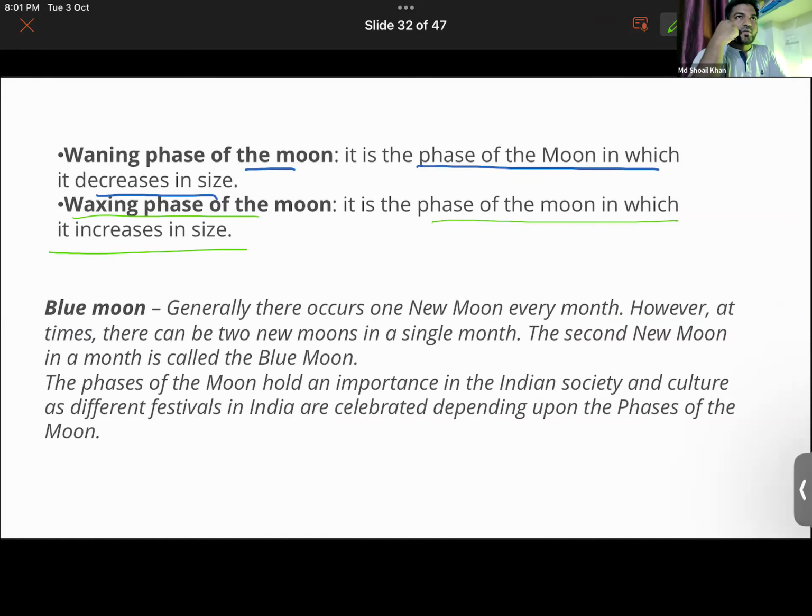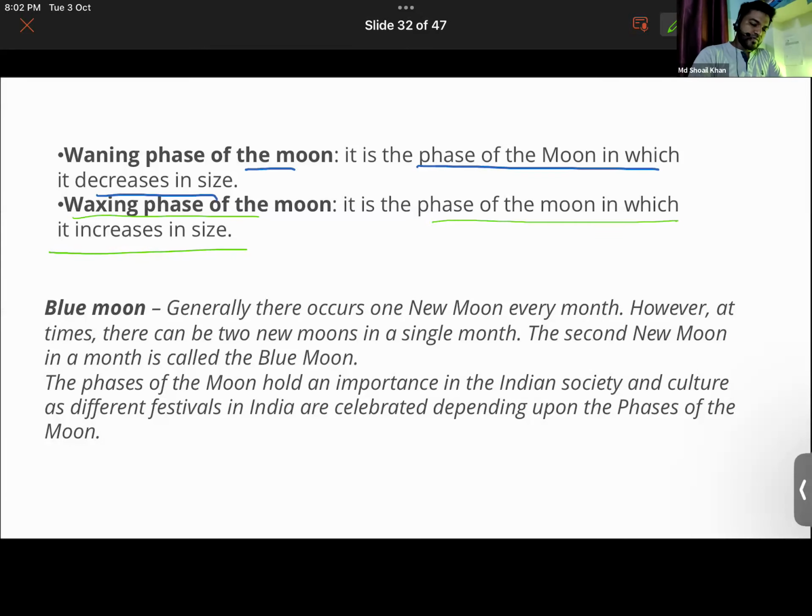Now, have you guys ever observed a blue moon in the sky? The last time it was observed, I believe, was in the year 2018. And the next time it might be observed will be in the year 2037.